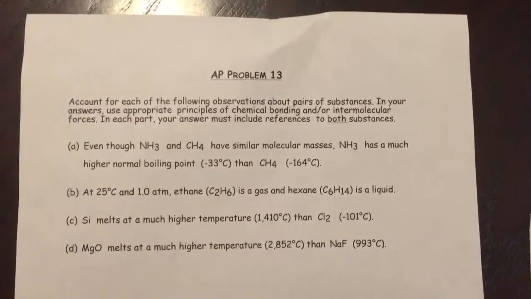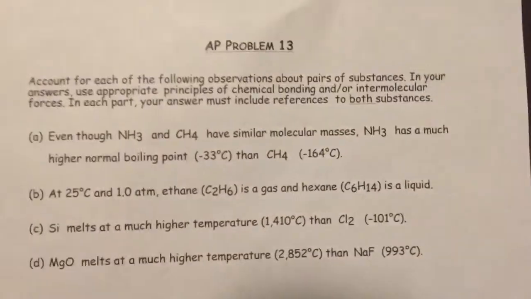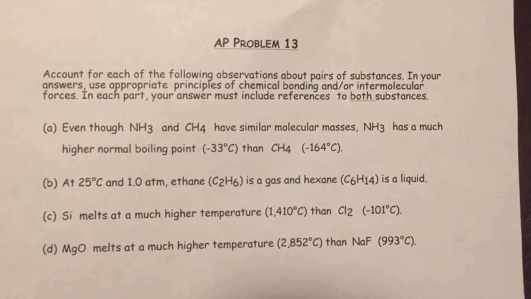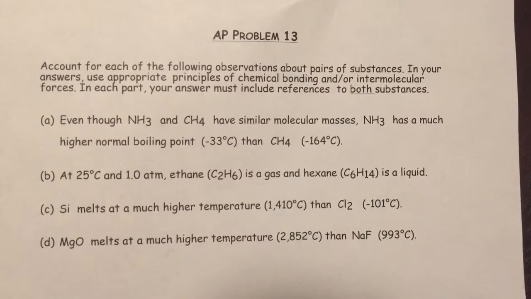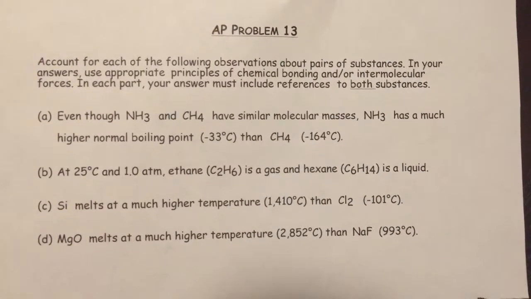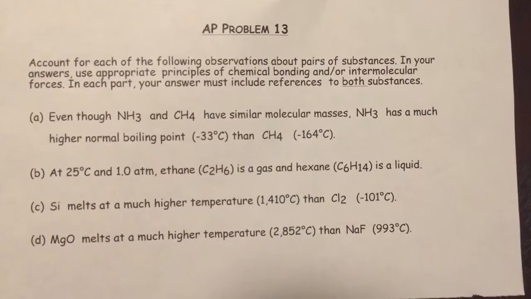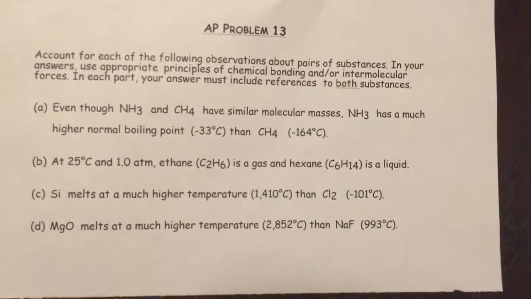Today I'll be showing how to do AB problem number 13. It says, account for each of the following observations about pairs of substances. In your answer, use appropriate principles of chemical bonding and/or intermolecular forces in each part. Your answer must include reference to both substances.